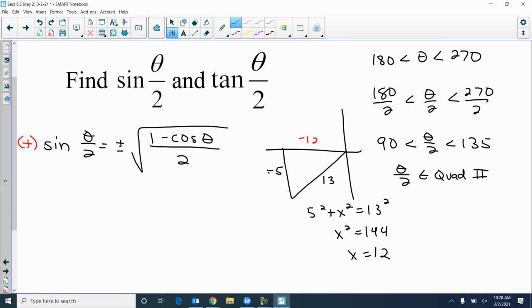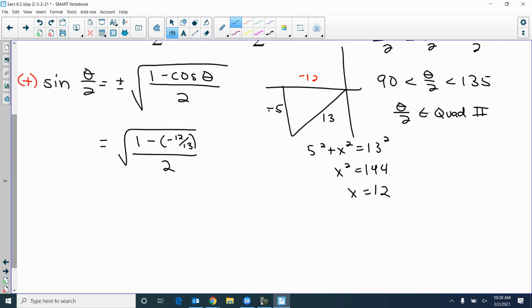Now, the big thing here is being able to simplify and just write it in the right form. So now it's going to be a positive answer. 1 minus cosine, which is going to be negative 12 over 13, divided by 2. So it's going to be a little bit of fraction work here. Peyton Burns loves fractions, so let me give her some more help. So she's going to be happy.